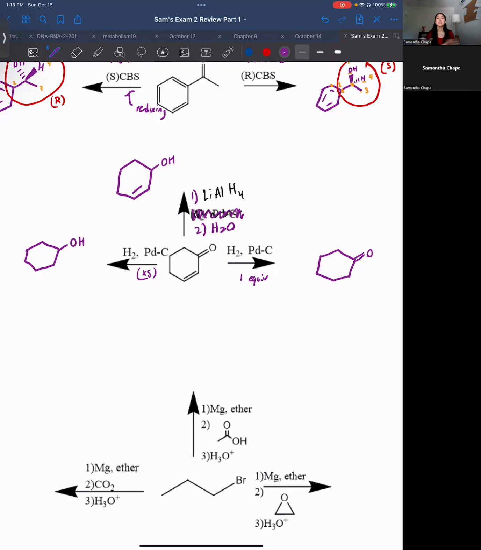So notice how you have different products on each of these. And I think the main takeaway from this one was looking at the H2 Pd/C and how the concentration of those reagents will matter in the products for your reactions.